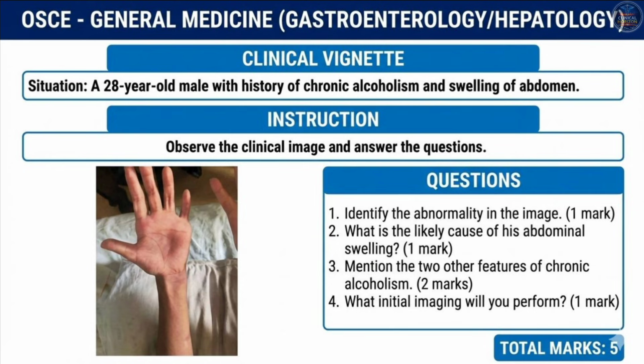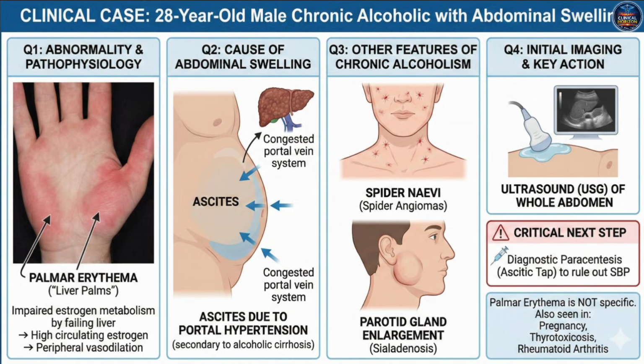Now look at the image. We see the palm of a hand. Notice the color distribution. It's not uniformly red. The redness is concentrated on the thenar eminence and the hypothenar eminence, while the central palm is relatively pale. So the summary is a young alcoholic with ascites presenting with a classic peripheral sign of chronic liver disease.